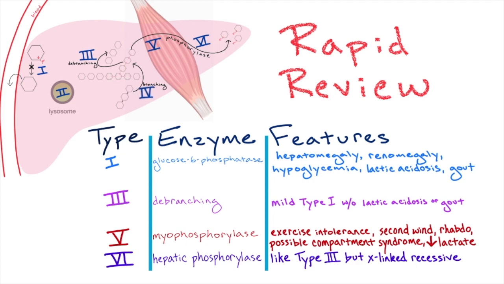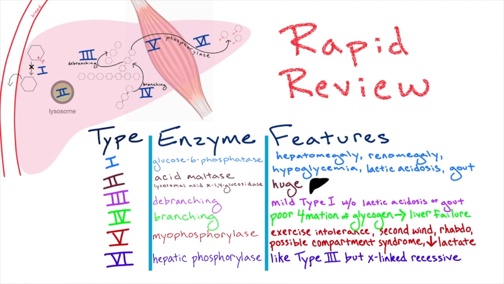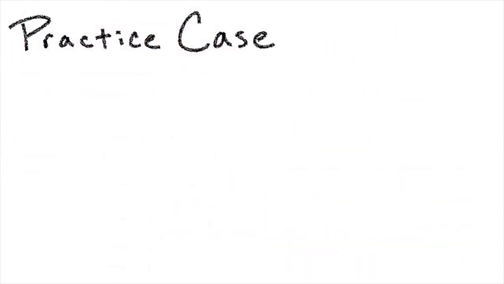Type 4, inefficient formation of glycogen, leading to poorly soluble trunks and poor outcomes. Type 2, lysosomes are everywhere. Huge liver, huge tongue, huge heart, and nerve issues causing hypotonia. Treatable with enzyme therapy. Let's wrap it up with a practice case.